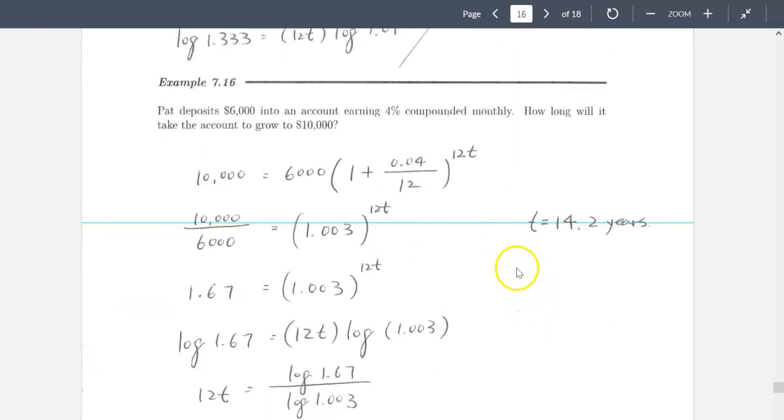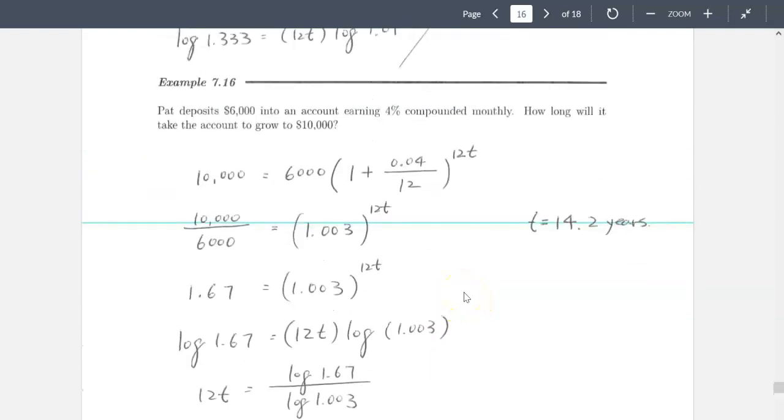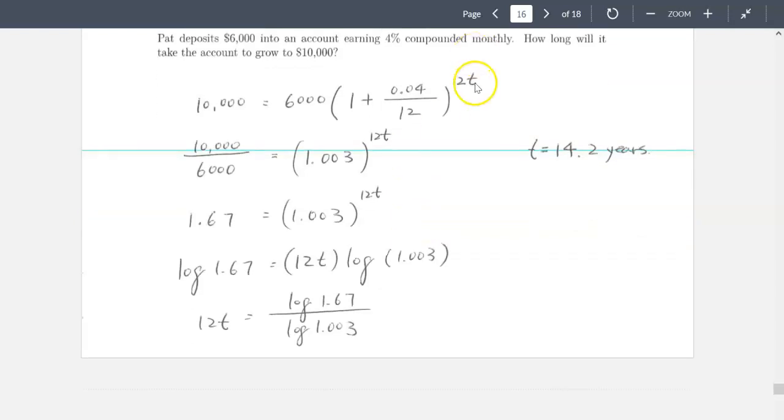Okay, same thing here. If a parent deposits $6,000 into an account earning 4% compounded monthly, how long will it take the account to grow to be $10,000? This is a review, right? But T is missing. All right, so this one is the compound interest formula. So you have $10,000, that you will go 6,000 times 1 plus interest divided by 12 because compounded monthly. Now, once again, just like the previous question, what you need to do is take the log on both sides to move this 12t to the front. Now it's 12t times log. So you can now divide by log on both sides and divide by 12 in the end. So you get 14.2 years.